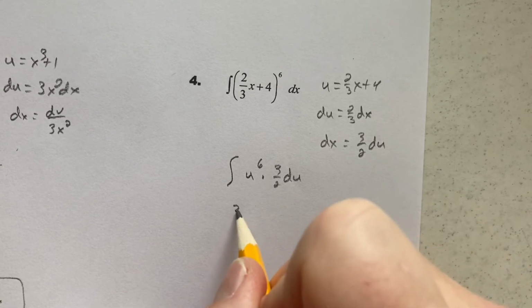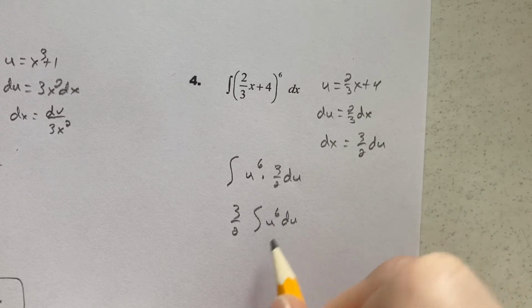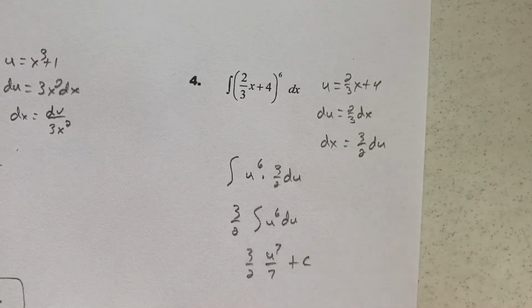All right, pull that 3/2 out. u to the 6 du. Integrate that. It's going to be u to the 7 over 7 plus c. So we get 3/14 times 2/3 x plus 4 to the 7th plus c.